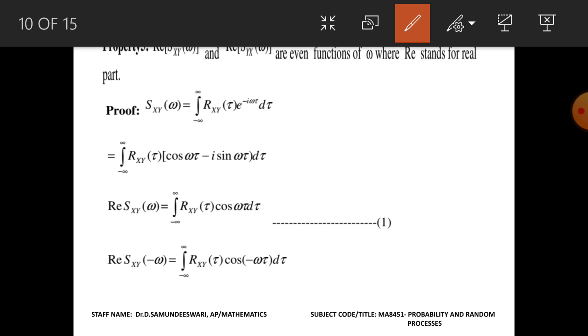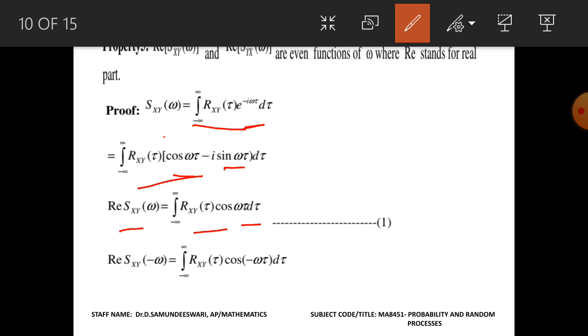So what is the formula? First, Sxy of omega equals integral minus infinity to plus infinity Rxy of tau e power minus j omega tau d tau. In that e power minus j omega tau, replace it with cos omega tau minus j sin omega tau. I need only the real part. So equating the real part on both sides, real of Sxy of omega equals integral minus infinity to plus infinity Rxy of tau cos omega tau d tau. This is the real part.